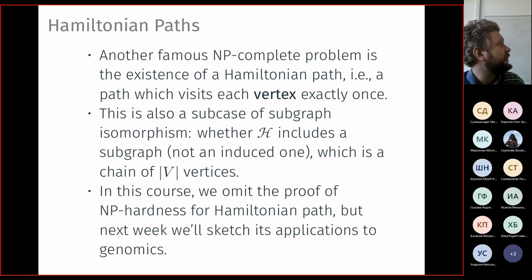In this course, we'll omit the proof of NP-hardness, but next lecture we'll start with some application of this to genomics and some understanding of how one can overcome it. There will be a specific kind of graph for which Hamiltonian path will be reducible to Euler path, and Euler path is polynomial time solvable. So here you see that we always have to balance on the border of interesting problems which are hard and easier problems which are tractable. And sometimes specific cases of hard problems could be much easier, like 2-SAT is easier than general SAT.